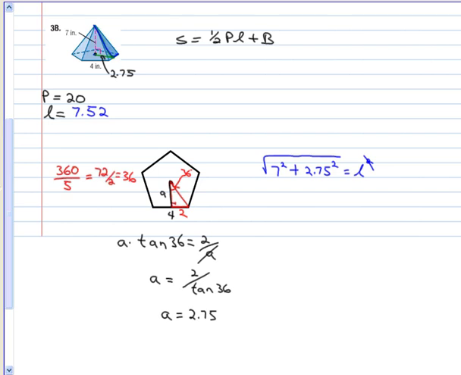Now we have, hopefully, enough. We can start filling in our formula. 1/2 perimeter, 20, times our slant height, 7.52. Now, how are we going to get the area of the base? Right down here, we have a base. 1/2 apothem times perimeter. Do we know the apothem? Yeah, we found it, 2.75. And our perimeter is still 20. There you go. So run it through your calculator.